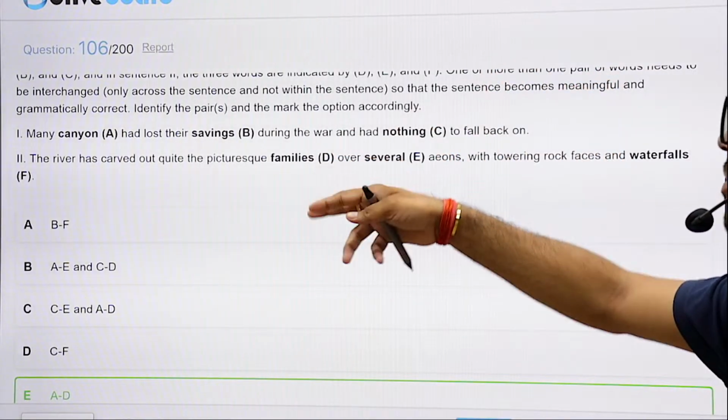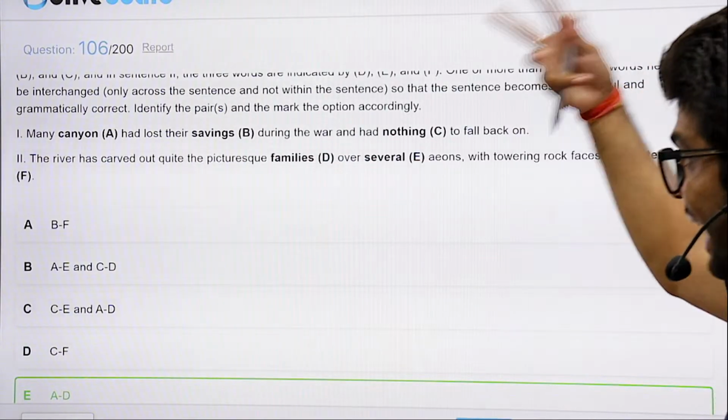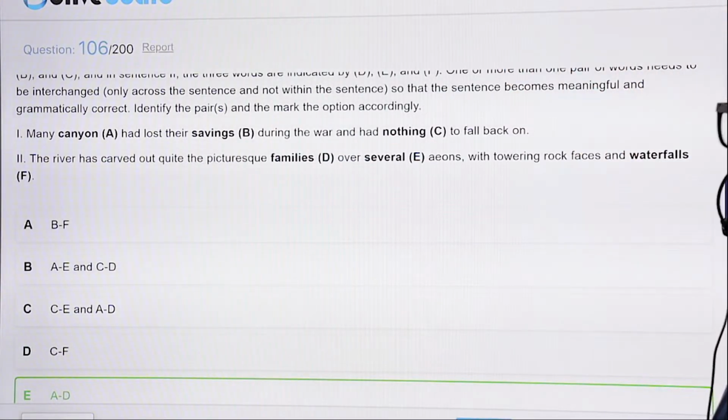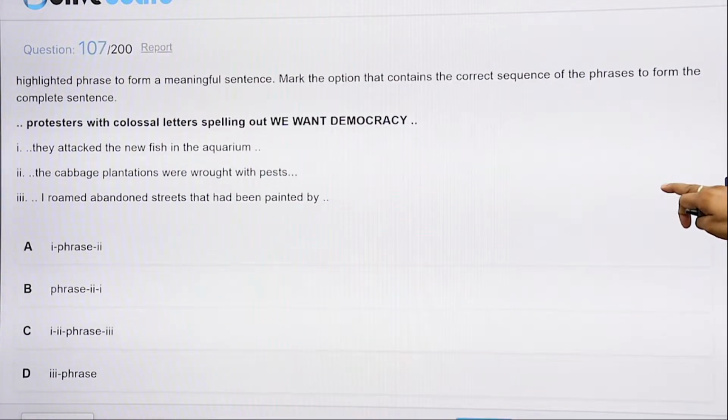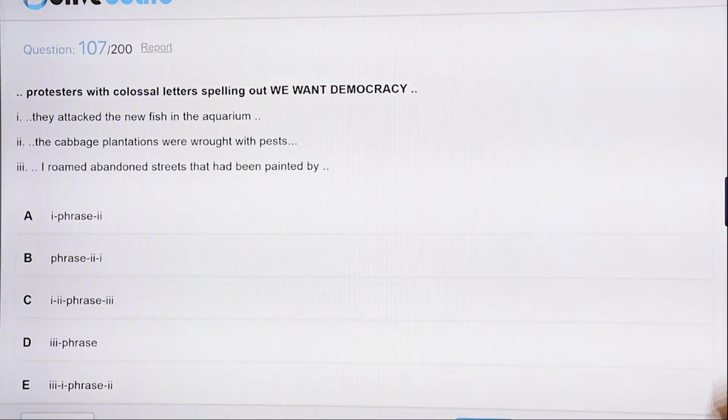The river has carved out quite the picturesque canyon over several this towering from this to that. Yep. Yes, yes, yes. Now, this is starter connector in a mixed manner. You have four phrases. Pick the most appropriate one.